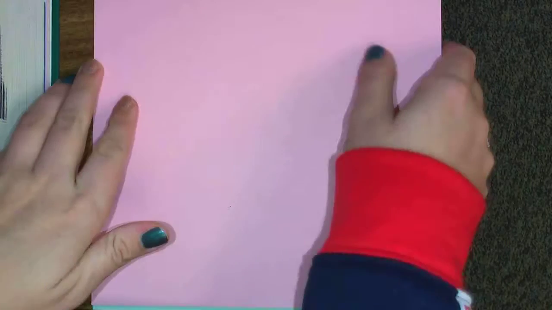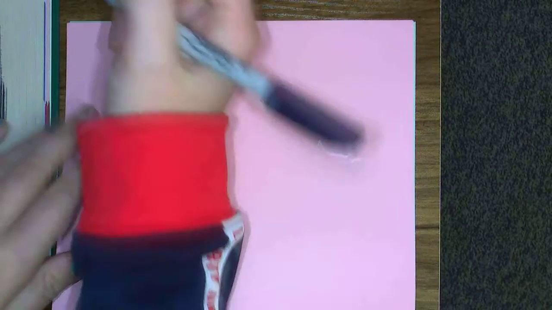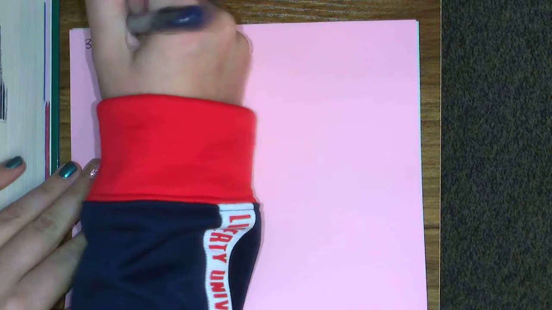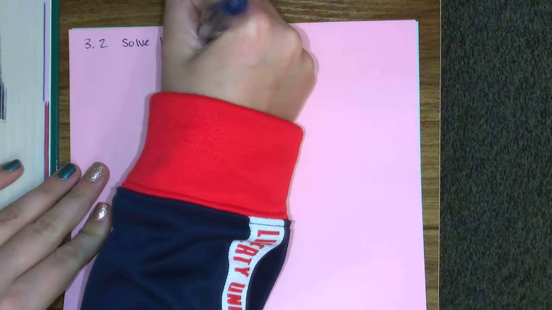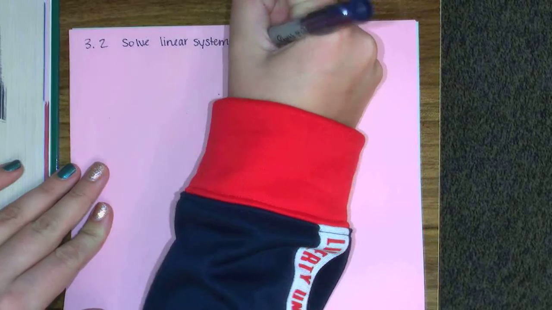Alright, so in 3.1 we were solving linear systems by graphing, and then we checked the solution that we got to ensure that it was true. So now we're still solving linear systems, but now we're going to do them algebraically. So 3.2, solve linear systems algebraically.